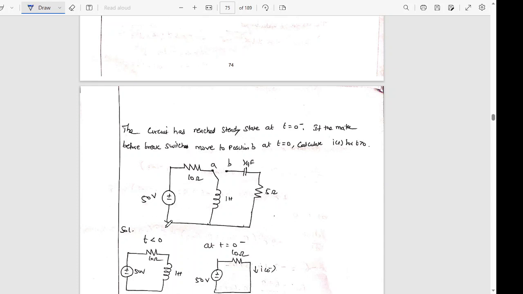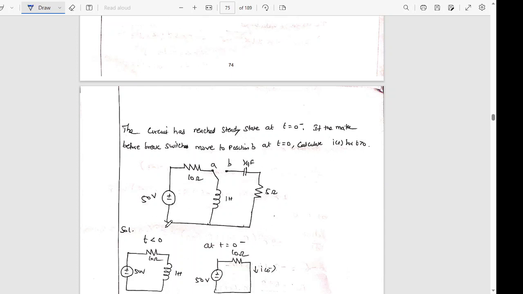This is another question. You try it on your own. I'll show the whole thing in a video. If you want, you can write it down and solve it on your own. The circuit has reached a steady state at t equal to 0 minus. It means at t equal to 0, the switch position is going to change.